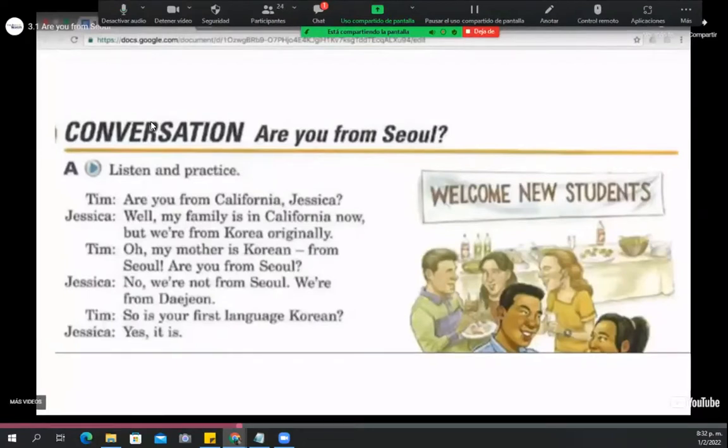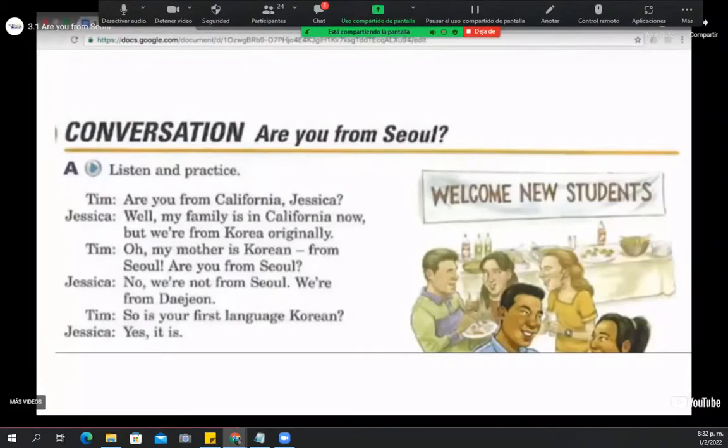Awesome. Ahora, vamos a hacer otro ejercicio. Vamos a cambiarle, vamos a personalizarlo. We're going to personalize this conversation. Use your own information. Ready? Vamos a escoger de los chicos.